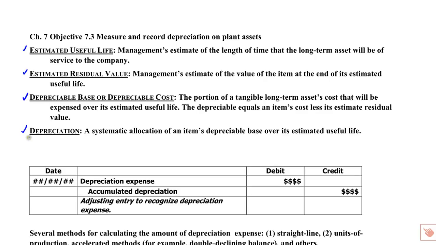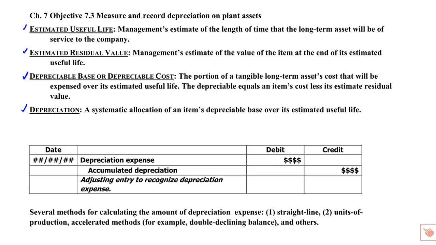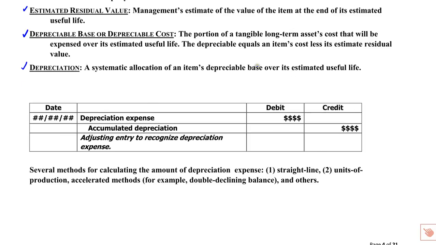It is not a reserve. Don't get it confused with some type of reserve to replace the asset. And the depreciation expense journal entry is always going to look the same. You've seen it already: depreciation expense, accumulated depreciation. Now what you're doing in this chapter is you're going to see where the numbers come from.